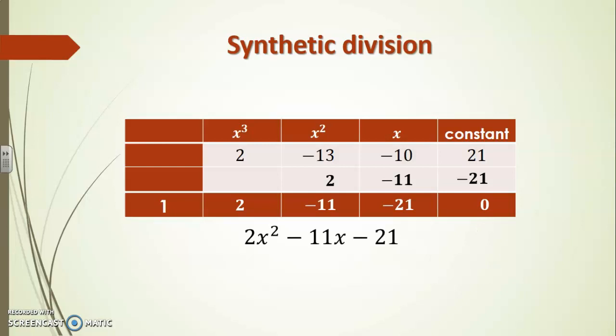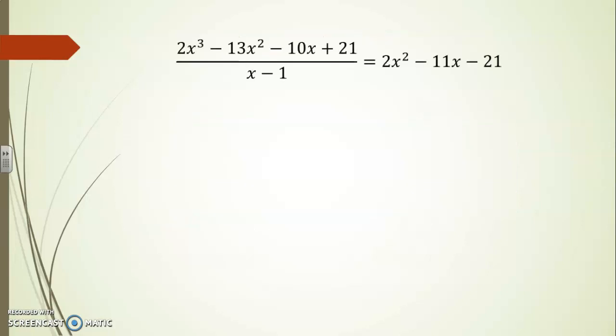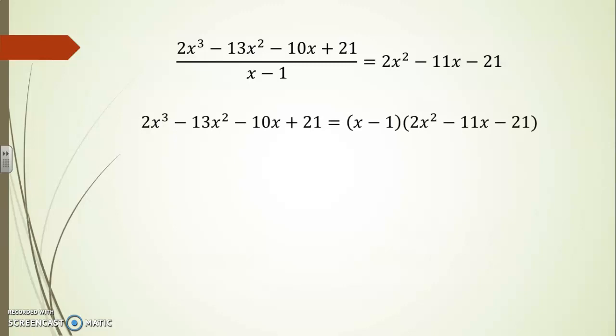Okay, so in conclusion, 2x squared minus 11x minus 21 is actually the quotient obtained from our long division, or in this case, our synthetic division. Okay, so 2x cubed minus 13x squared minus 10x plus 21 divided by x minus 1 is 2x squared minus 11x minus 21. So basically, our third degree polynomial is now factored or split up into the product of x minus 1 with the quadratic 2x squared minus 11x minus 21.